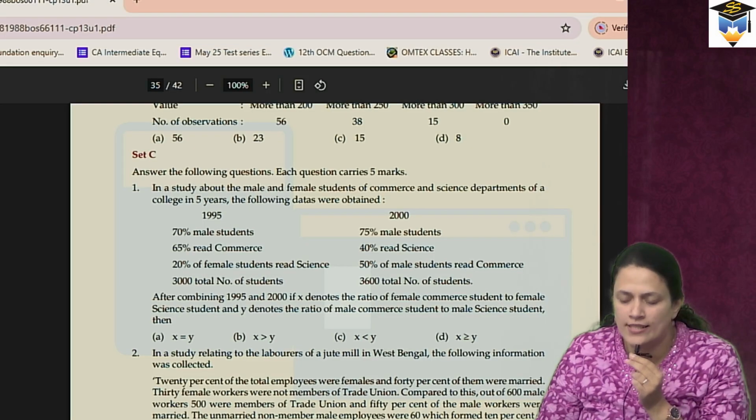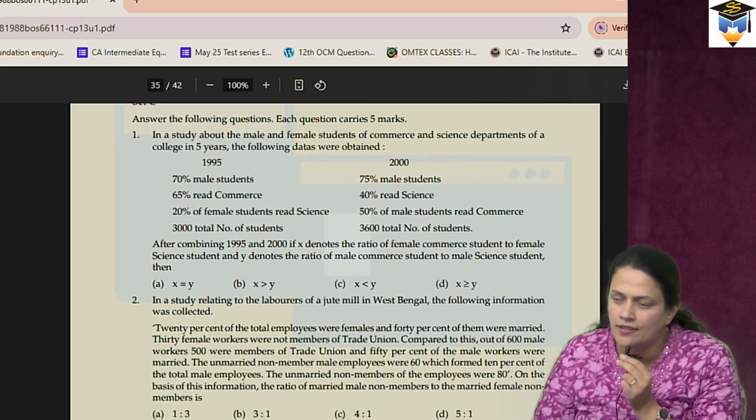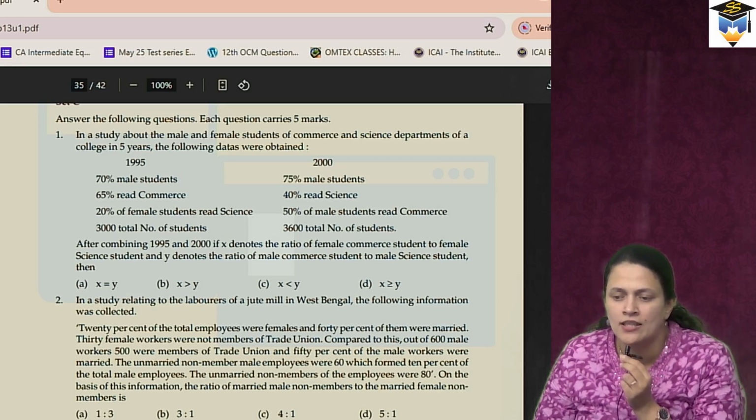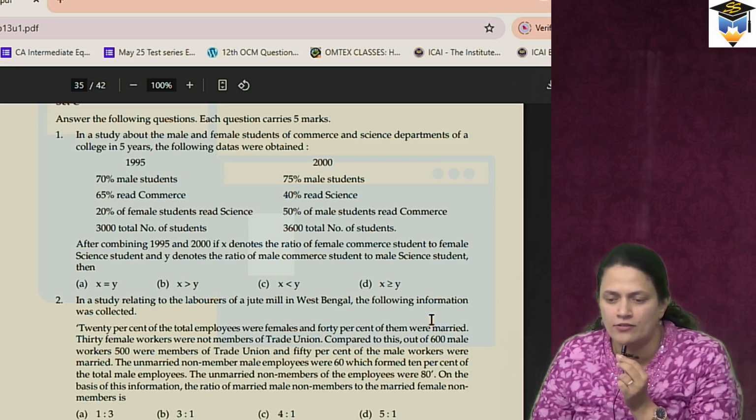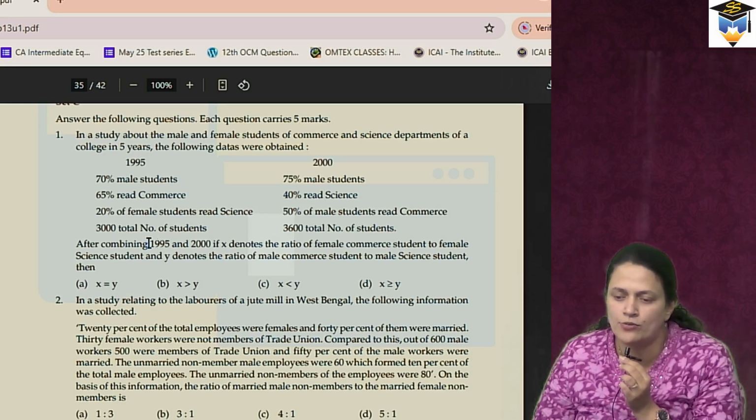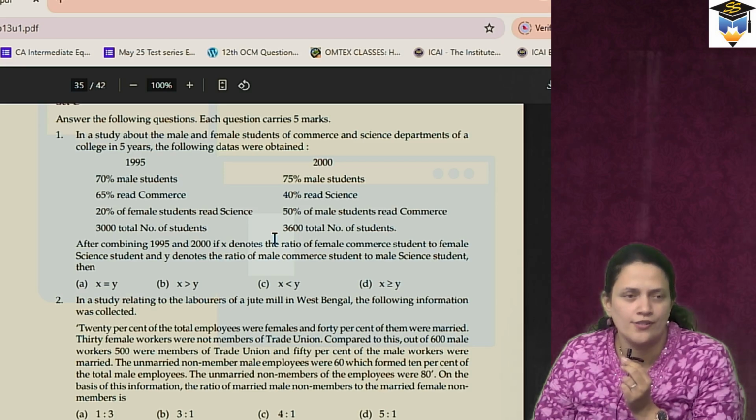So now, as you can see, we are going to solve set C today. In a study about male and female students of commerce and science departments of a college in 5 years, the following data were obtained. In 1995, 70% male students, 65% read commerce, 20% of female students read science, and 3000 is the total number of students.